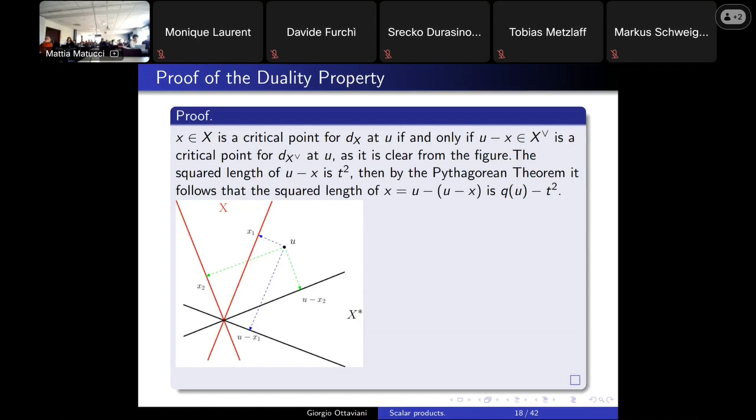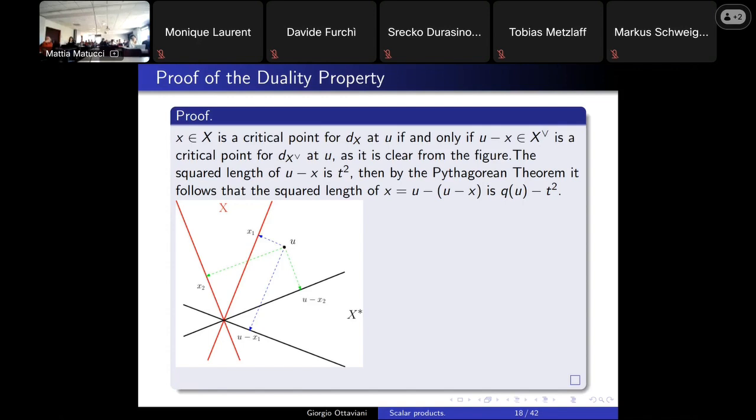So you see, if you have a point U, you have two critical points from the red, blue and green. And what is U minus x? You just take the difference. So the green one goes here and the blue one goes there. Just given the operation of making the difference, x, U minus x, x, U minus x.